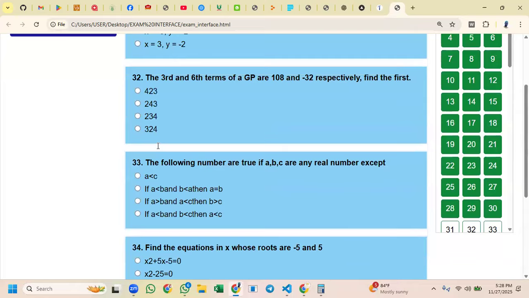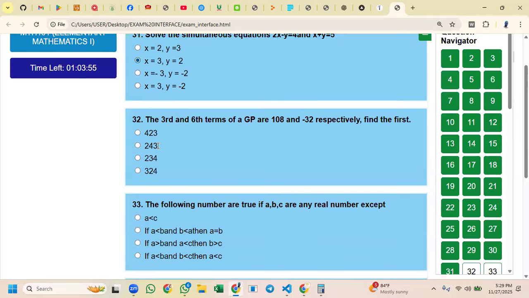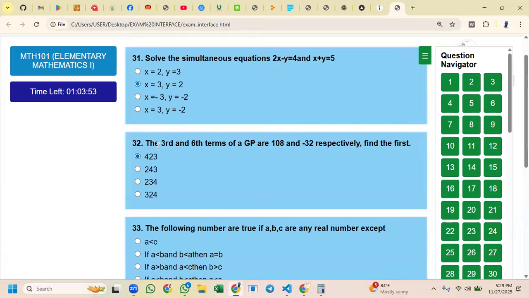So let's move on. Now, solve the simultaneous equation. You know how to solve simultaneous equations. We have several methods you can use. But from the look of things here, this one should give us either B or C, either 3, 2 or -3, -2. So let's go for any one of the two. You can solve that on your own.